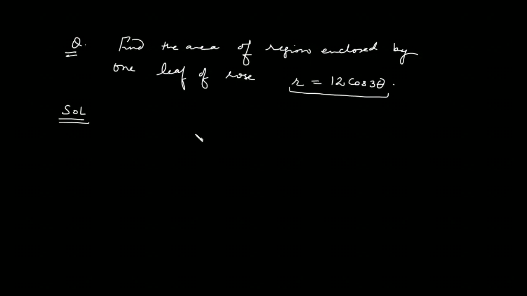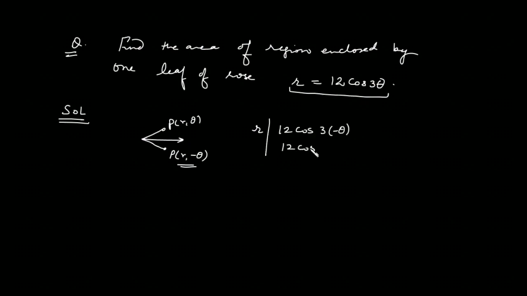Now just see, r is equal to 12 cos 3 theta. It is symmetrical to the x-axis: if a point (r, theta) satisfies the graph, then (r, minus theta) also does. When you substitute this, you will get the left-hand side the same as the right-hand side. So this point satisfies the graph. So this implies the graph is symmetrical about the x-axis.